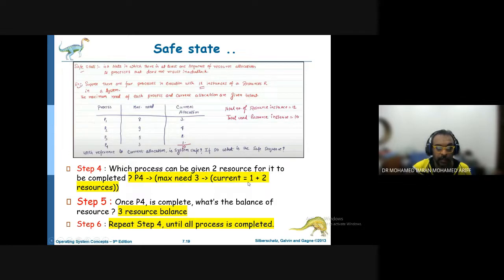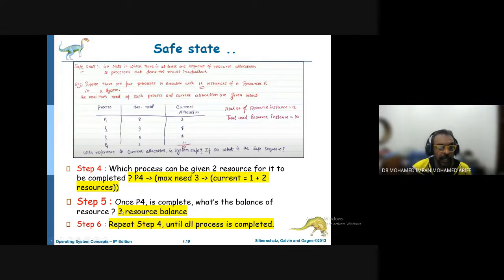Okay. So P4, maximum it needs is 3. Current is 1 plus 2 more resources, it will become 3. Once P4 is complete, what is the balance of resource? We have given it 2. So 2 plus 1, 3. So it needs 3 and it will complete with 3. So in step number 5, once P4 is complete, it will release 3 back. Why 3? Because it needed 3, it got 3, and it finished using 3. So now the balance of resource is 3.